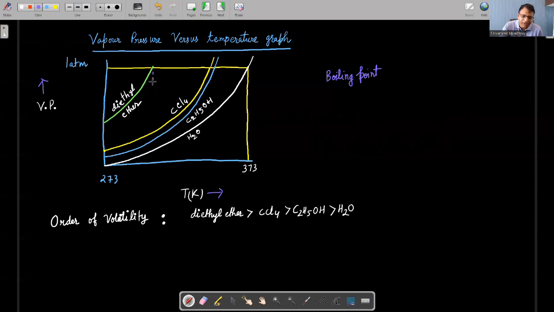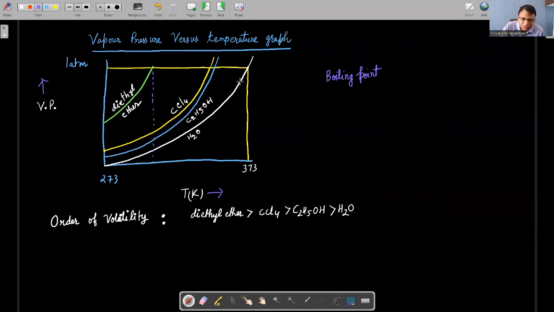So if you compare here, for diethyl ether the boiling temperature is the least. For water, the boiling temperature is 373 Kelvin. For ethanol, the boiling temperature is less than that of water. For carbon tetrachloride, it is less than ethanol. So you should know, because these graphs are given in your NCERT book, the order of boiling temperature. If the boiling temperature is more, it means that intermolecular interactions will be more.